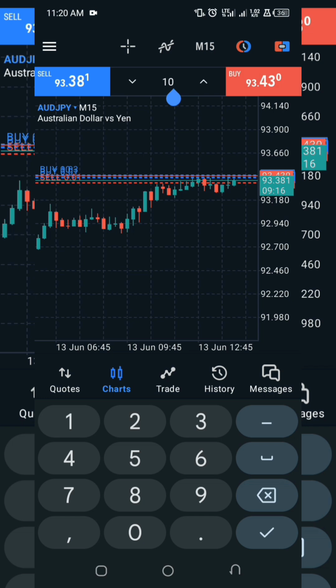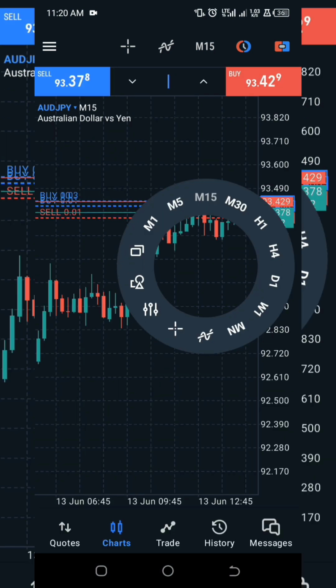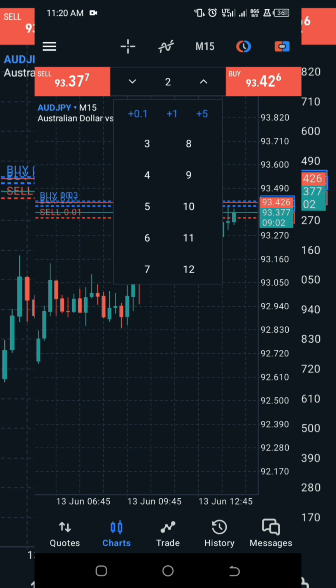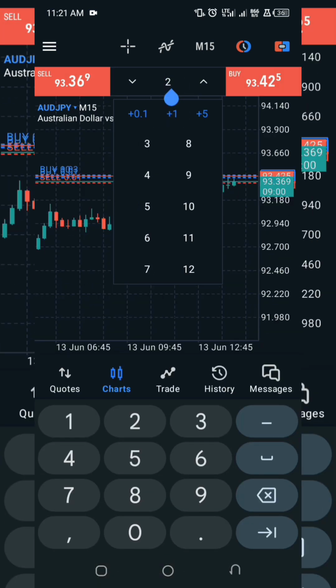So as a beginner, always make sure that it is on 0.01. You can see this is 0.01. Otherwise, the more you tap on it, the more you add. Don't even put it at 2, put it at 1. Just put it at 0.01. If you can't do it this way, just clear everything to 0.01.